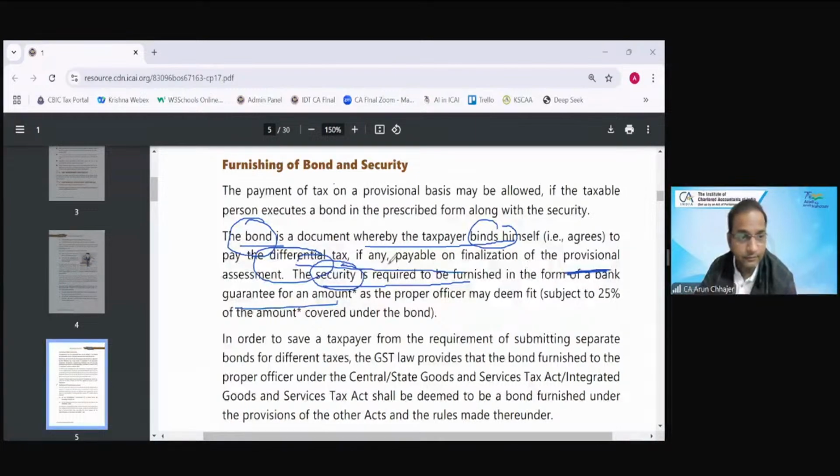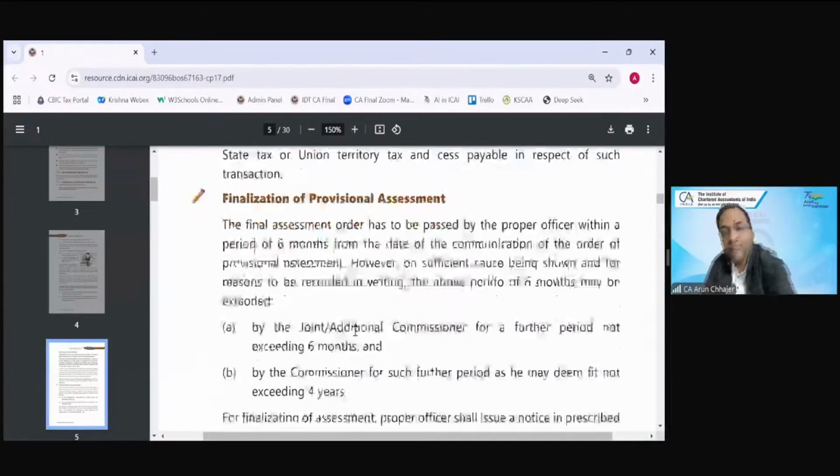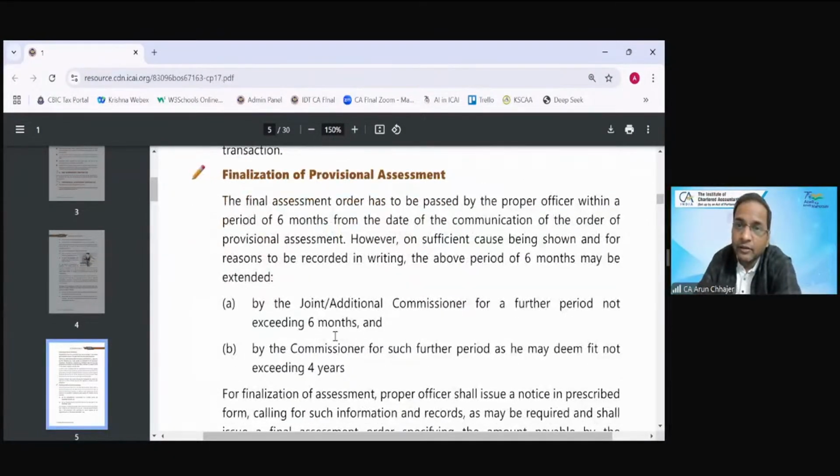क्लियर? Let's move further. Now, what is the time limit? What is the time limit for finalization of provisional assessment? 6 months. 6 months would be counted from the date of order. Which order? The date of provisional assessment order. Okay.